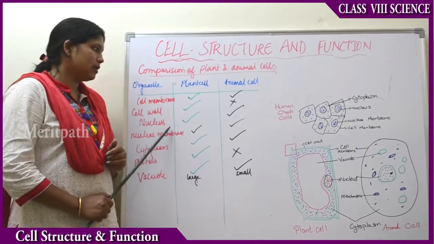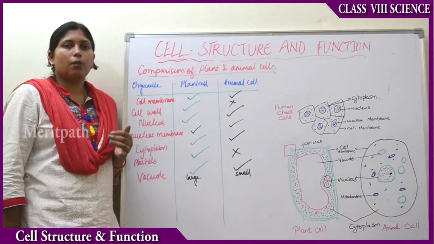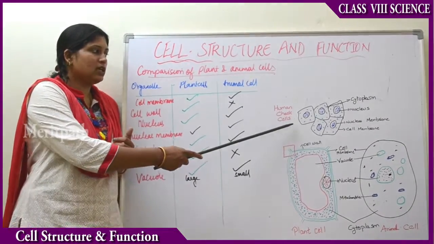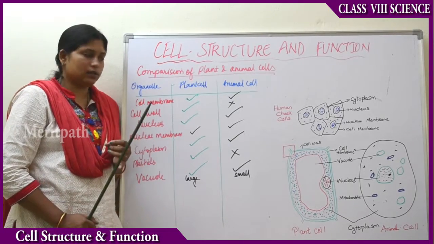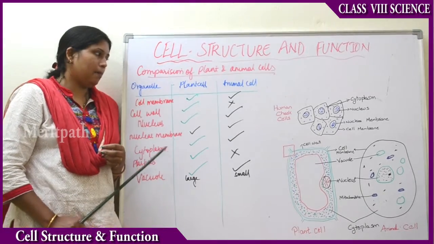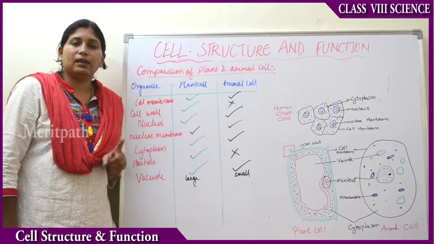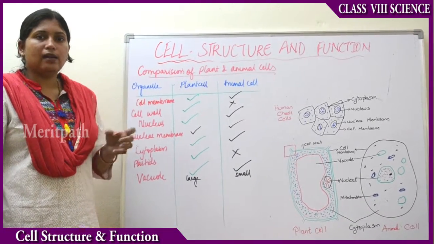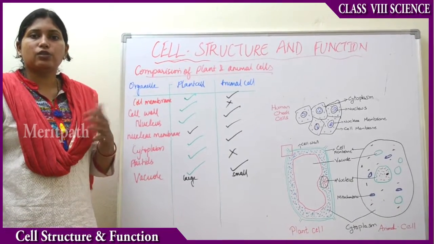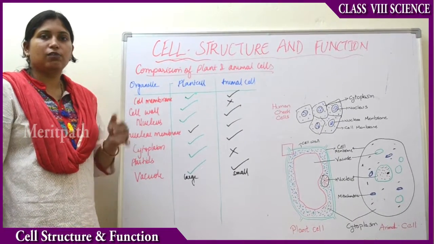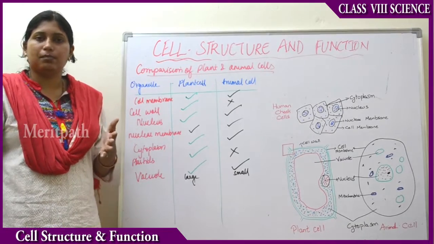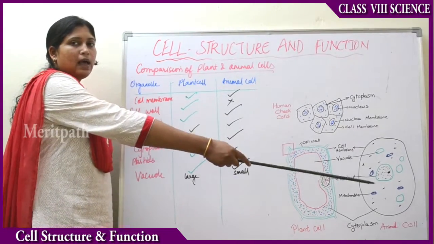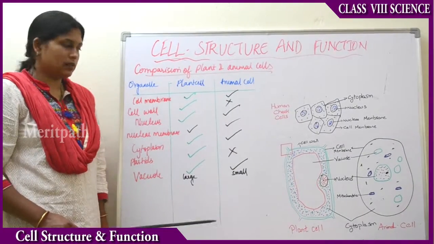Next is nucleus. Nucleus is present both in animal cells as well as plant cells. In human cheek cells also we have the nucleus. Then is the nuclear membrane. The nuclear membrane separates the cytoplasm and the nucleus, and it is a porous membrane that allows the transport of substances between the nucleus and cytoplasm. The nuclear membrane is present both in animal cells as well as plant cells.